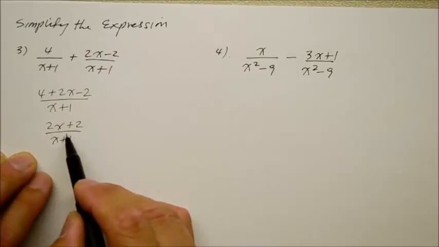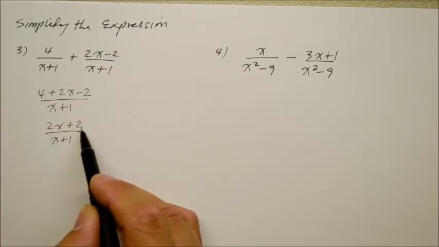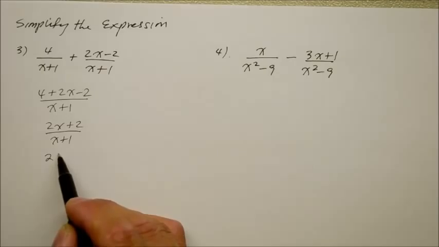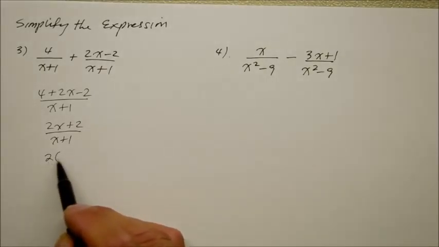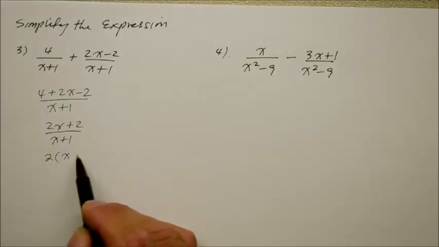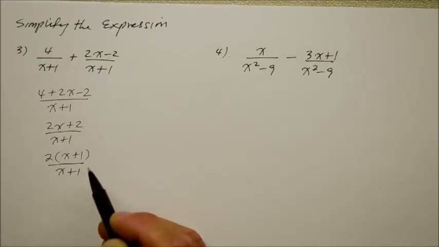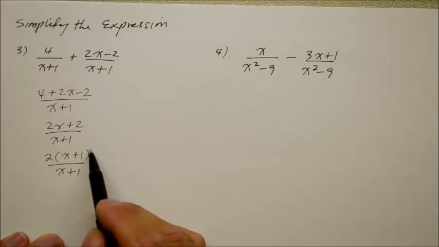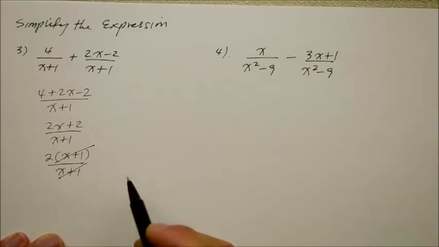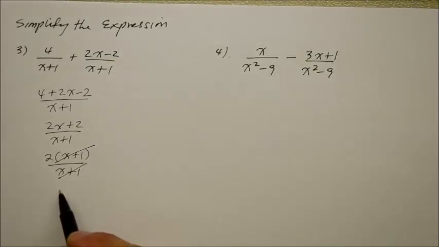And you realize, hey, 2x and 2 share a common factor of 2. So let's divide that out, factor it out. 2 times x is 2x. 2 times plus 1 is plus 2 over x plus 1. And, oh, again, x plus 1 cancels out, leaving you with a simple answer of 2. May your life work out the way this works out.